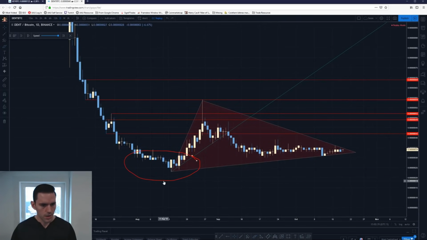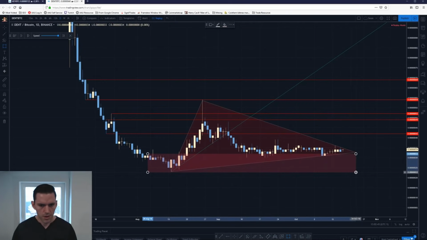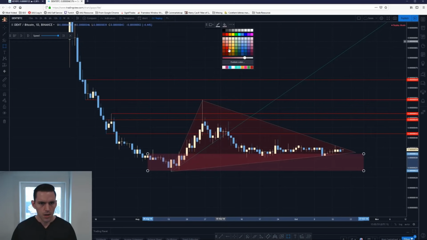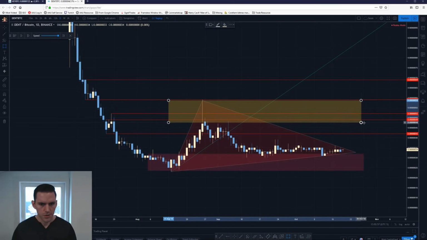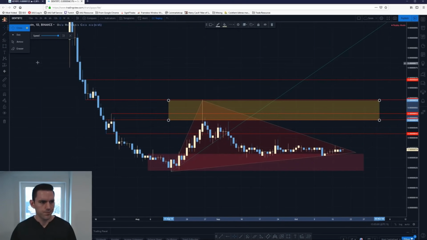Let's delete this, and we're going to draw a box, okay? If this point right here ended up being accumulation, in red, and let's make this one, I don't know, yellow, and this ended up being a distribution zone. What does it look like we are doing right now?